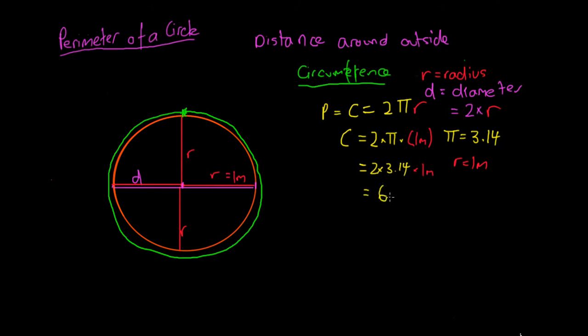So it's going to be 6.28, and then we need to remember our units. It's going to be meters. So the circumference of a circle with radius equal to 1 meter is 6.28 meters. And basically what this 6.28 meters measures is that if we started here and walked all the way around, we would have ended up walking a total distance of 6.28 meters.